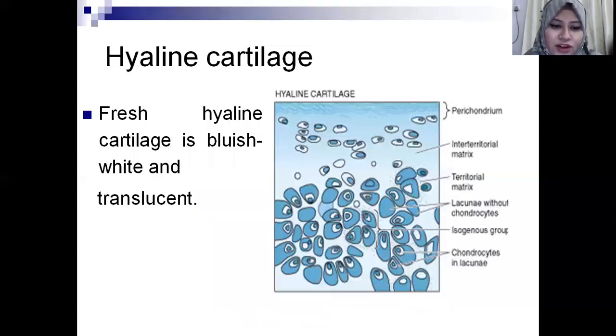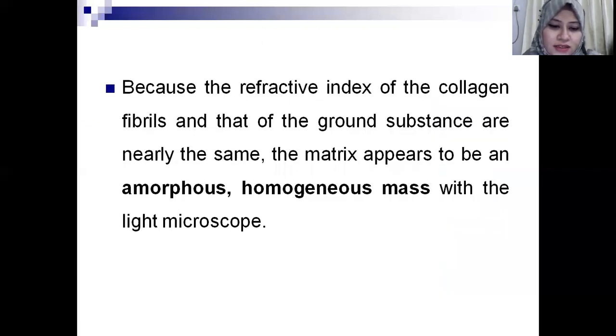Hyaline cartilage. Fresh hyaline cartilage is bluish-white and translucent. In this histological structure of hyaline cartilage, we can see the chondrocytes present in the lacunae, and the cells are arranged in special groups known as isogenous groups. Hyaline cartilage appears as an amorphous homogeneous mass with the light microscope because the refractive index of collagen fibrils and that of the ground substance are nearly the same.